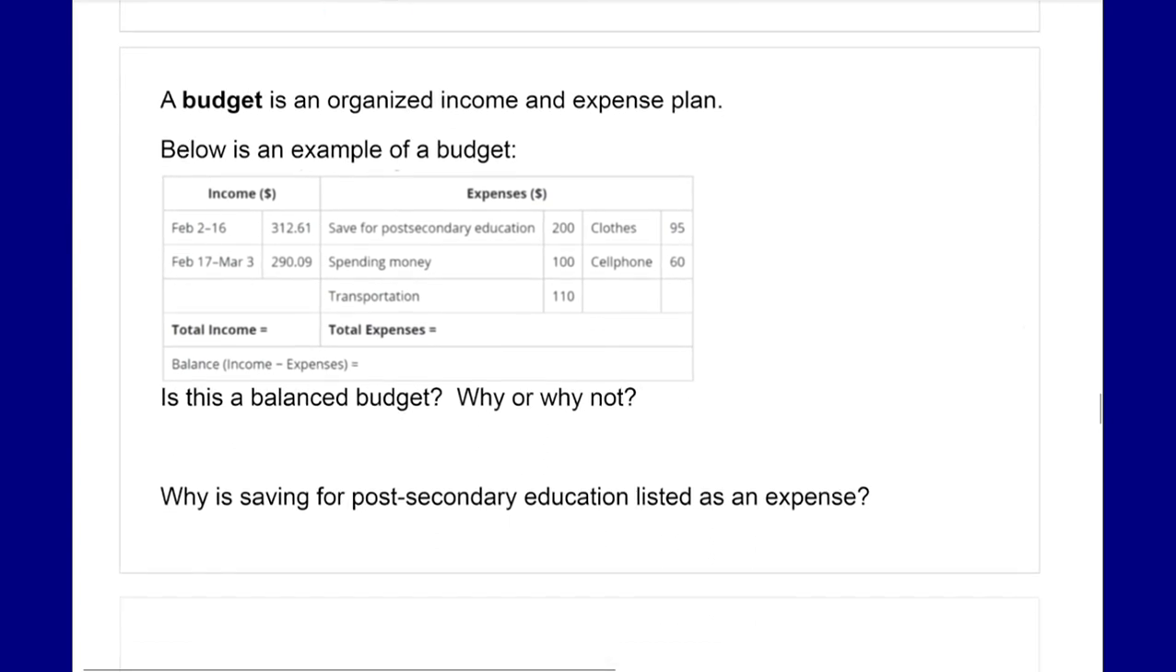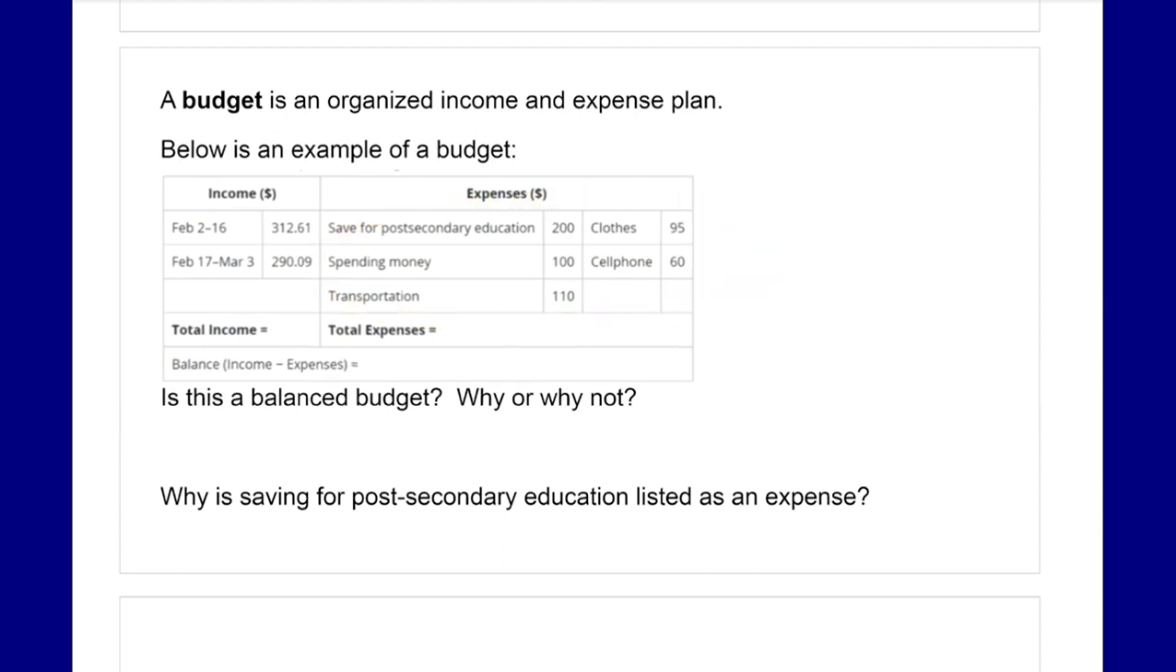So a budget is basically when we take our expenses and some of our income as well, and we organize it. So a budget is an organized income and expense plan. We do see something like that here. Below is an example of a budget. We see the income over here, and we see the expenses over here.